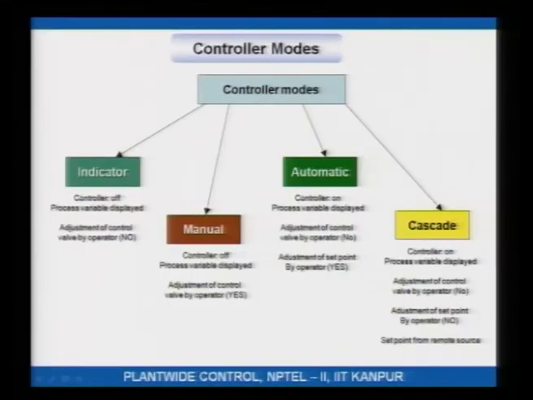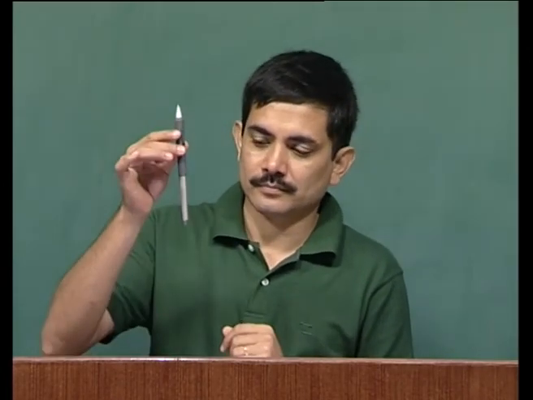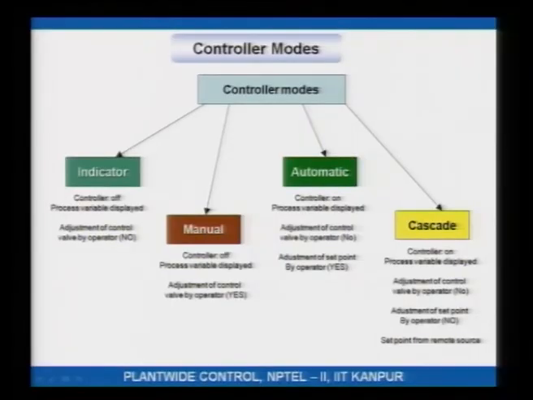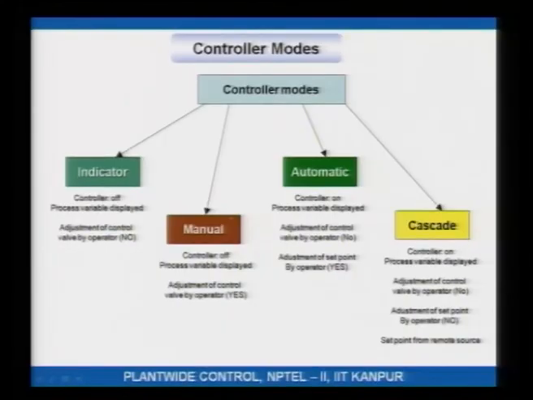In automatic mode, the controller is switched on, and what should be the position of the valve is calculated by the controller. What does the operator do? The operator specifies what should be the set point of the output. So, in manual mode, the operator specifies the valve position. In automatic mode, the operator specifies the set point of the output. There is also what is known as the cascade mode, and in the cascade mode even this set point is coming from another controller. Okay. So, these are the 4 modes of a controller.